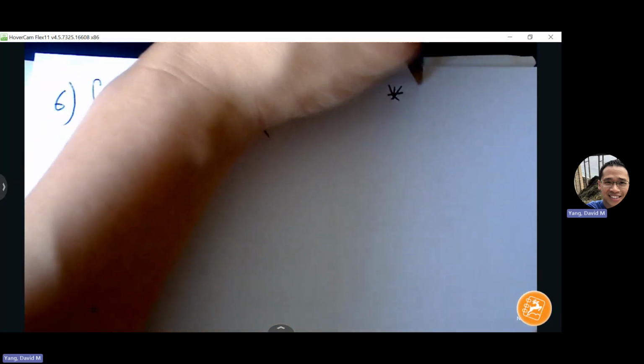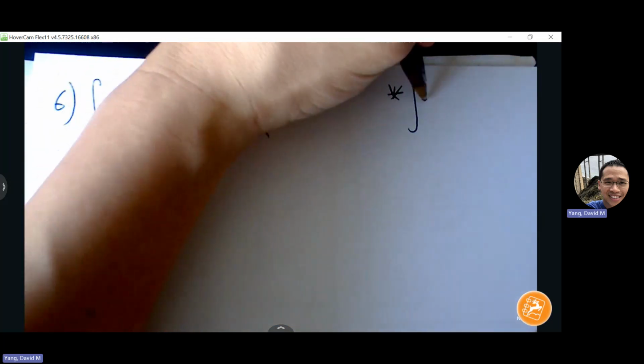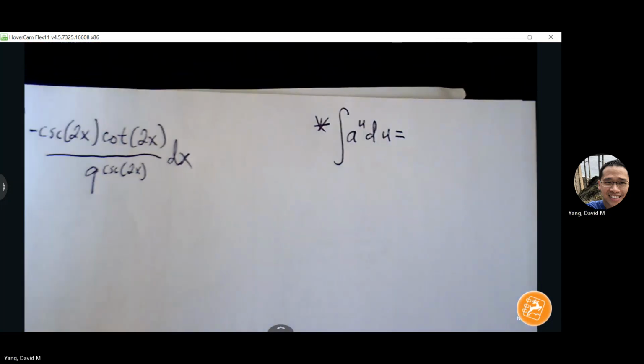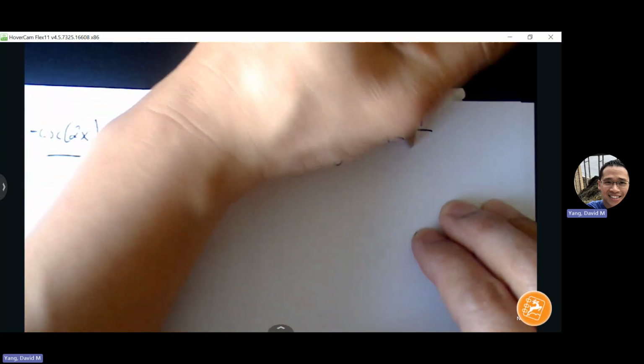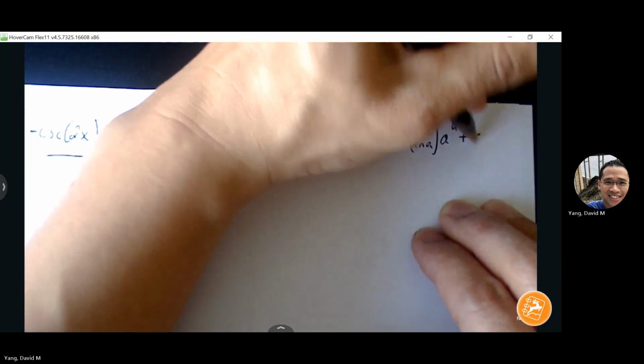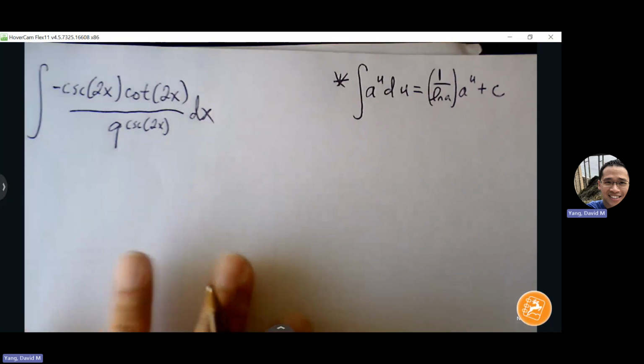Okay, so we have an a to the u rule, just like how we used on the quiz. So a to the u looks a lot like e to the u. The original function is going to show up in your antiderivative, but there's a conversion that has to occur. So that's the rule that we're trying to work towards.